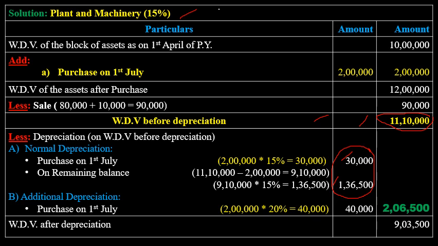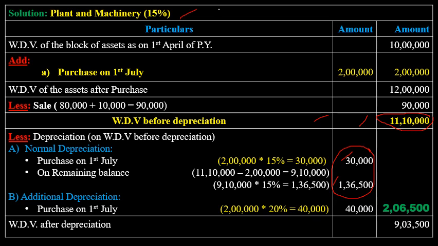See again, here instead of calculating separately, 2 lakh and 9 lakh 10,000, you can calculate directly on 11 lakh 10,000. 11 lakh 10,000 at 15%, you are going to get 1 lakh 66,500. You are going to get the total depreciation on 11 lakh 10,000 into 15%, which is 1 lakh 66,500, even if you calculate directly. Why can you calculate directly here?